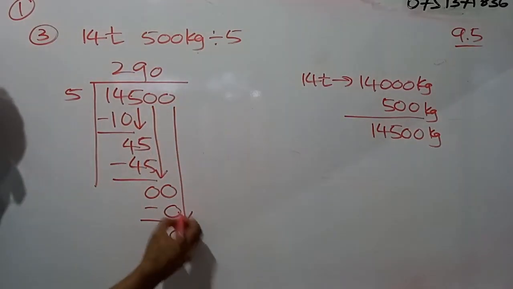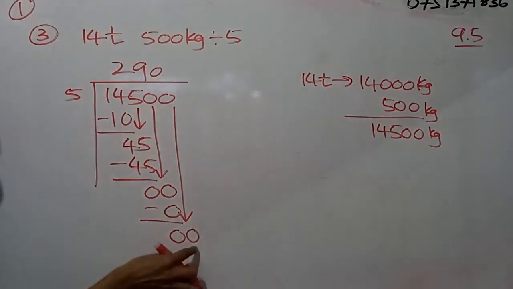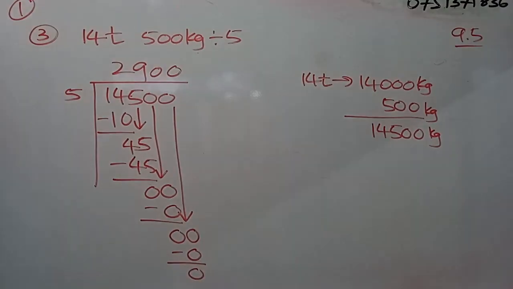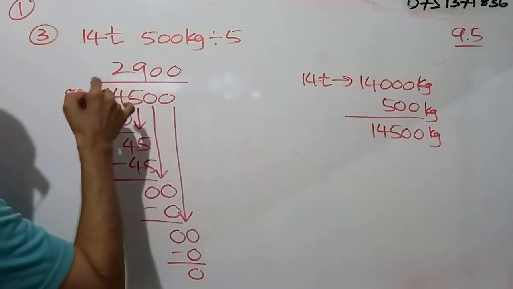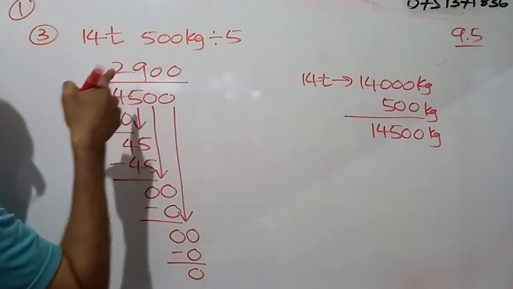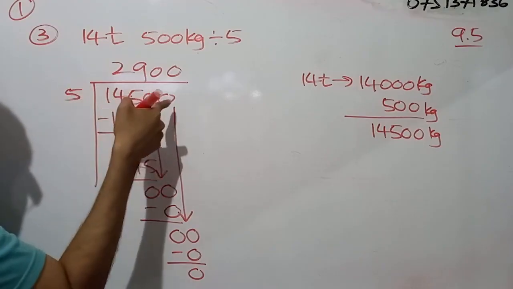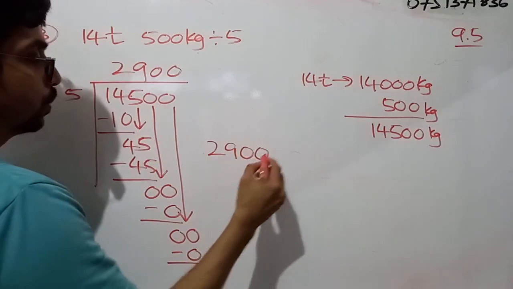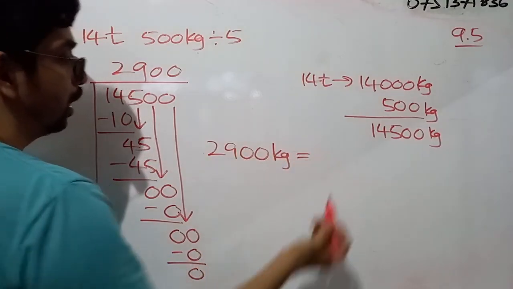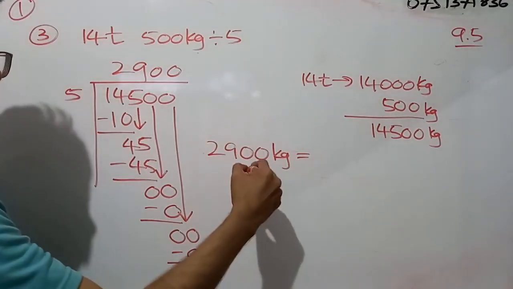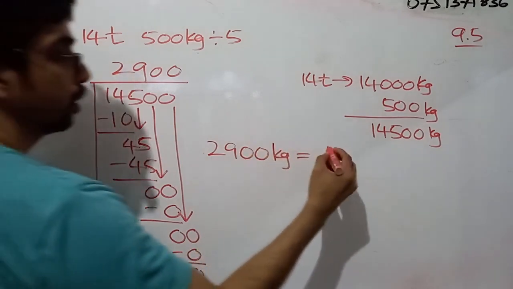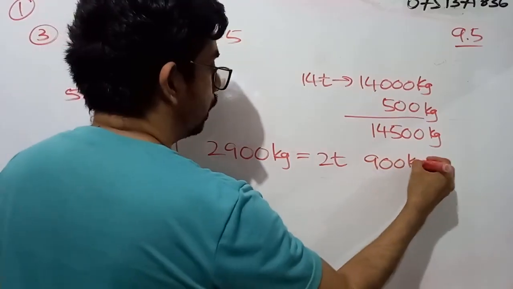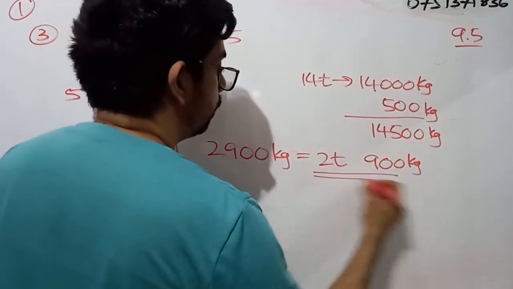Now again drag down this 0. How many 5s are there to 0? 0. 5 times 0, 0. 0 minus 0, we get a 0. So when we divide 14,500 kilograms by 5, we get what? 2,900. So these are kilograms. But we will convert this amount into what? Tons and kilograms. So this will be what? 2 tons and 900 kilograms. So this will be the answer.